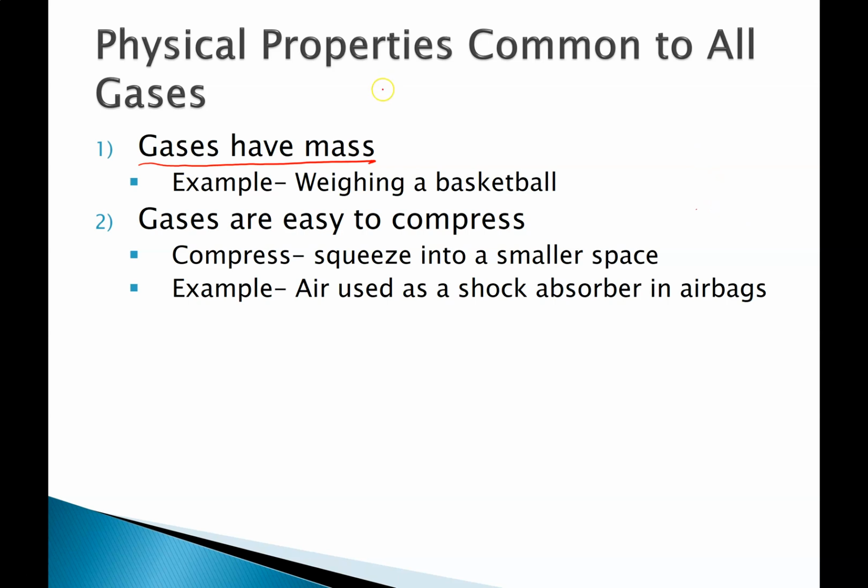Let's just think back at this picture. This is what a solid looks like at the particulate level, at the atomic level, right? All the atoms are neatly organized and tightly packed in. This is what a liquid looks like. The atoms are tightly packed in, but not as ordered, and there's a little bit of movement. And then this is what a gas looks like. The particles are super far apart from each other, and there's a lot of movement of these particles.